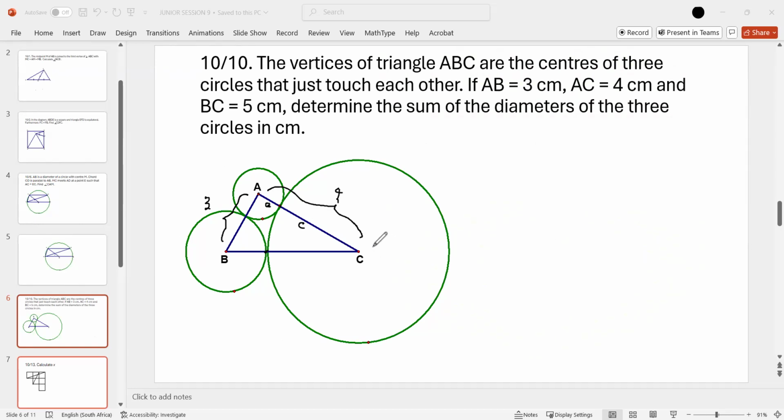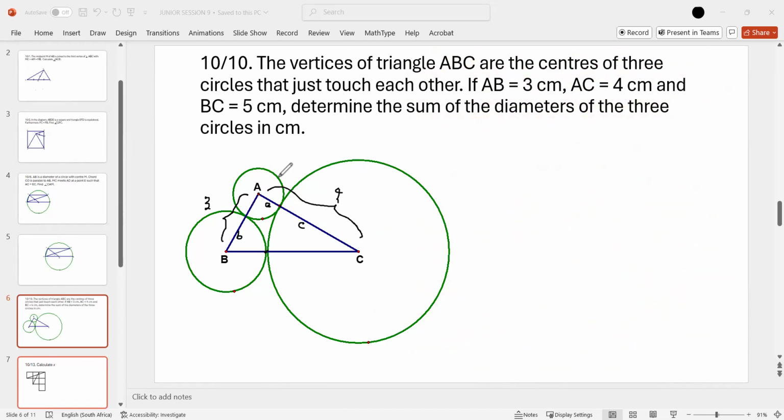Sometimes, instead of saying circle with center C, they say the circle C, which is not ambiguous. We'll know exactly which circle we're talking about. And then also the radius of the other circle, we can call it B. Okay, so now we need to know the sum of the diameters of the three circles.